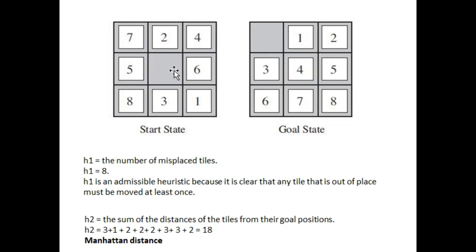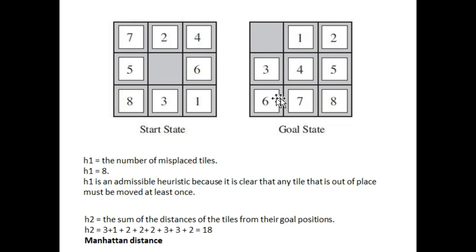And the rule is we can move this empty box from this location to the right. In the same way we can move this empty box to the left, up and down. So these 4 are our set of actions. We cannot move this empty box in the diagonal direction. So we can move only in these 4 directions.